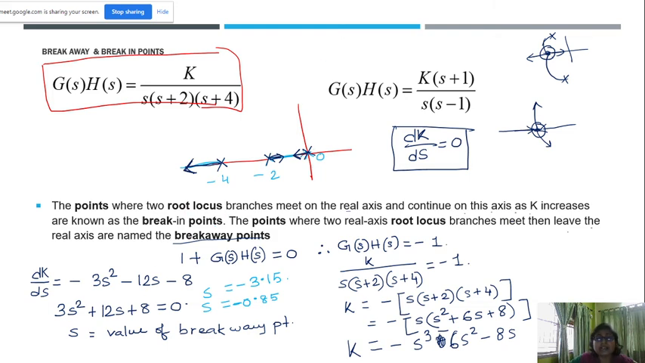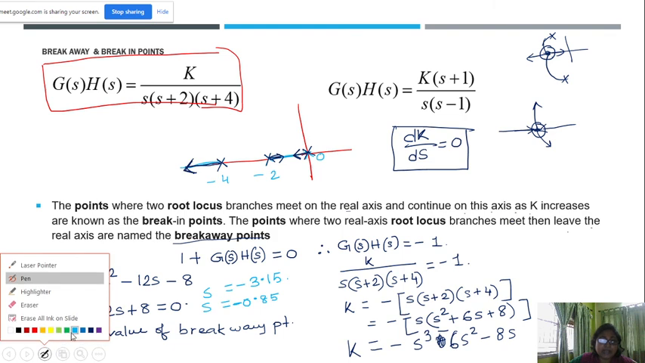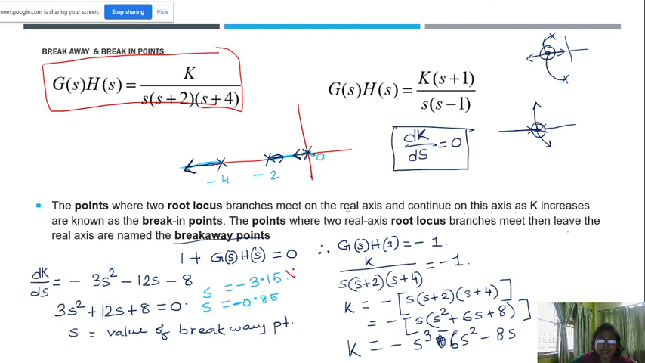You can understand that the breakaway point can exist only between 0 to minus 2, because the root locus branch between 0 to minus 2 exists, and naturally to be a breakaway point there must be a collision. So one is coming from the left hand side, another is going towards the right hand side. So the collision must be in between 0 to minus 2. So minus 3.15 cannot be a breakaway point, because at minus 3.15 there is no root locus branch.